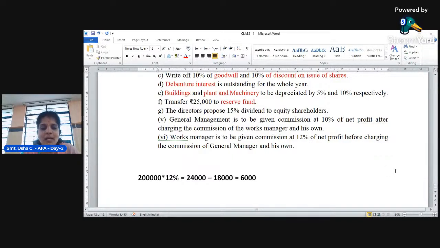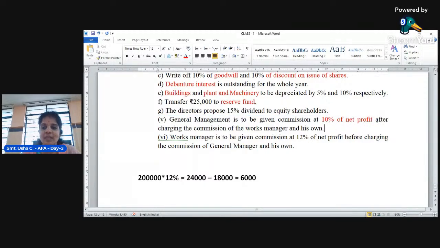Next item is general management. See, this is a managerial remuneration. The commission is at 10% of the net profit after charging commission of the workers manager and his own. What they're saying, the general manager is to be given commission at the rate of 10%. But the question here is 10% on what? 10% of the net profit. Correct. Net profit, 10% of the net profit is to be calculated.